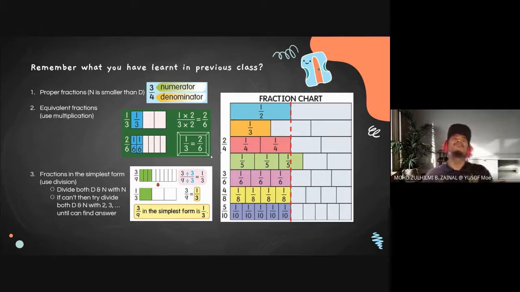Same goes to 3/2 ke. 3 is numerator bigger than denominator pun tak samalah. Dia hanya yang the numerator smaller than the denominator. The upper one, upper number tu smaller than the lower number. Upper part smaller than the lower part. Okay. Itu je proper fraction. So nanti kalau ada soalan tanya what is proper fraction, kena tahulah numerator is smaller than the denominator.